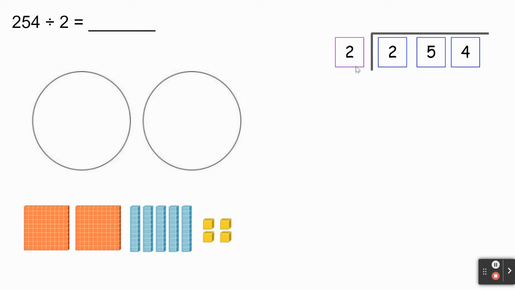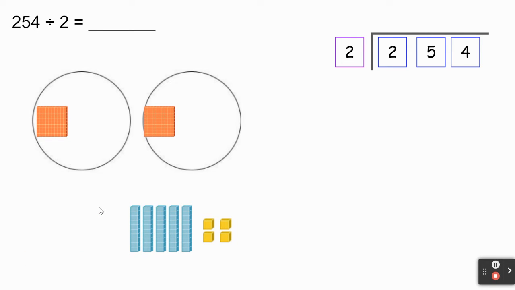Now that we've set up both of these ways, we're going to start by sharing the biggest place value, which in this case is the hundreds place. So we're going to share the flats, giving each group 1 flat until there's not enough to share evenly. Notice that we're out of flats, so we're going to go ahead and pause on sharing and record it in our standard algorithm.